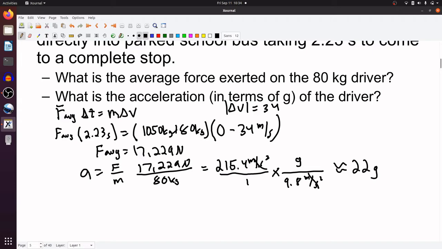In contrast, if I wanted to find the acceleration of the car, I would divide that by 1050, and I would get a much smaller acceleration, which makes sense because this passenger, if they're not in a seatbelt, is probably going through the window, right? And the car's going to move, but not nearly as much as the passenger. The force is the same. Everyone's experiencing the same force. What they're not experiencing is the same acceleration, because their mass is different. That brings us to our next problem.